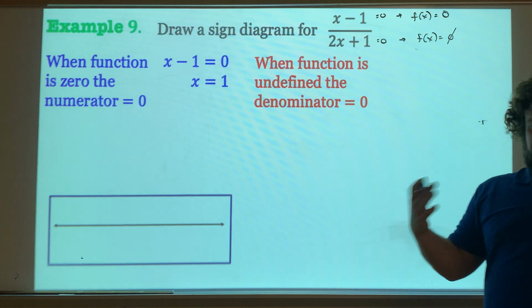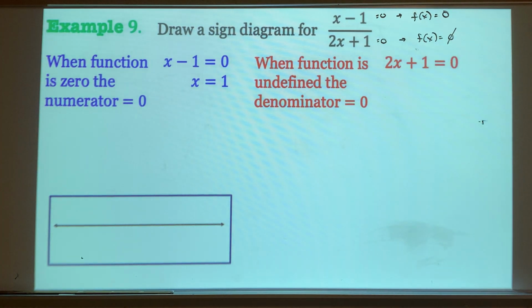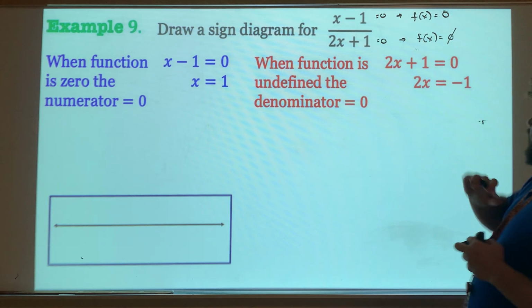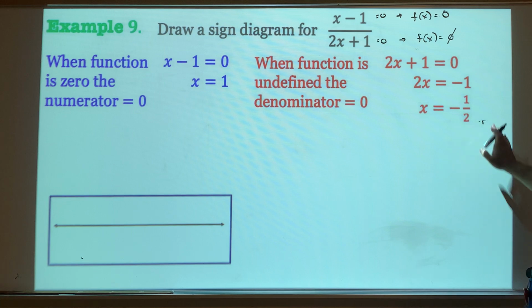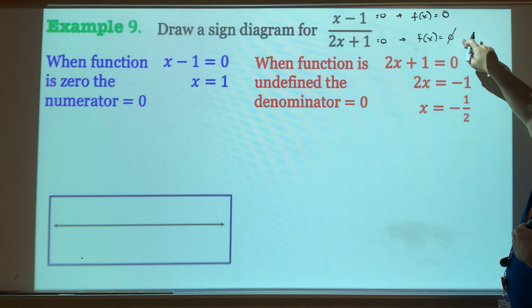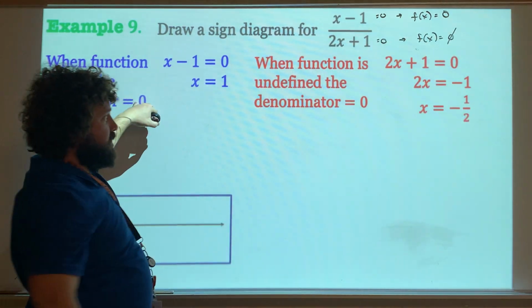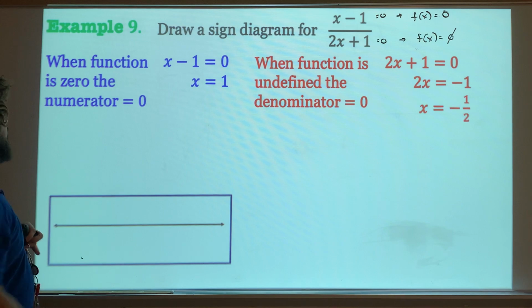Also meaning you can have a shift. So you set 2x plus 1 equal to 0. Subtract 1 from both sides. Divide both sides by 2, so you get x equals negative 1/2. So when x equals negative 1/2, your answer is undefined. When x equals 1, your answer is 0. Okay?